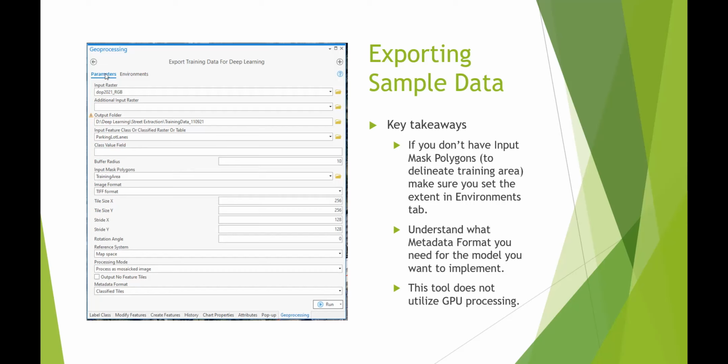All right, so what I did is I kept my reference system as the map space, and I processed them as a mosaic image, with my output metadata format as classified tiles. And the great thing is when you're first starting to utilize these tools, you might not be sure of what metadata format you need to use, but the descriptions within the help are very useful to go through and figure out, okay, what metadata output do I need for the specific task at hand? In this case, I want classified tiles because I'm looking at image chips and I'm trying to use the multitask road extractor model.